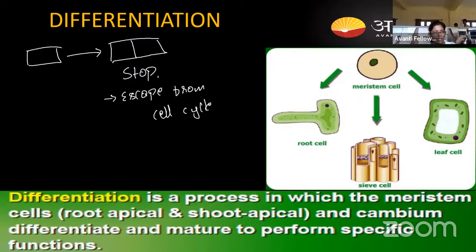It is easy. Let's say there is a cell which is going to divide continuously, 1 into 2, 2 to 4, 4 to 8. At a particular moment, there is one cell which stops or escapes from the cell cycle. Remember the word escape, because in some exams they will ask: cell differentiation means the cell will escape from the cell cycle, stop, or pause the cell cycle. So you have to write escape from the cell cycle. That is called differentiation, which means the cell, instead of dividing, becomes mature by stopping the meristematic activity.